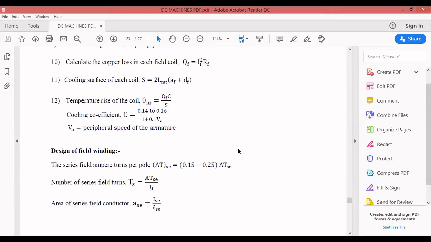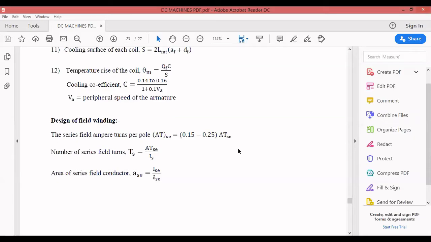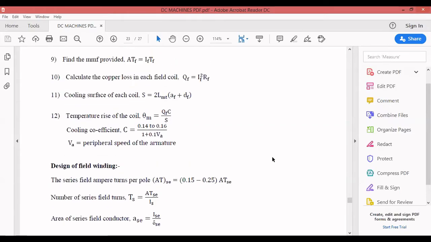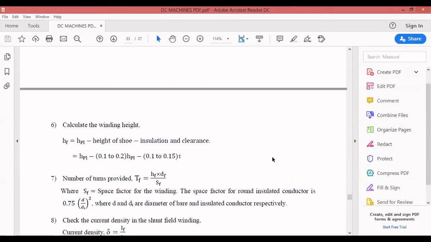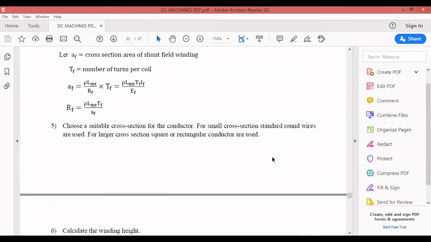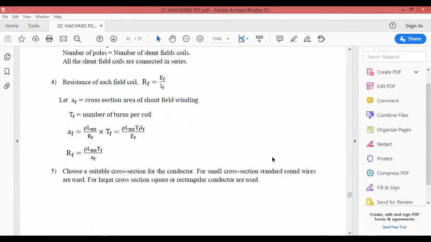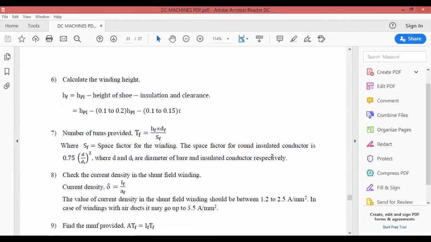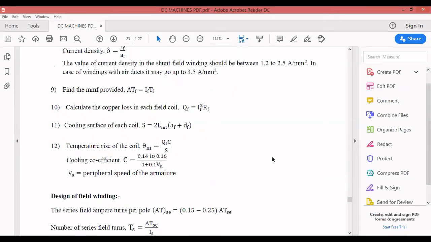Likewise, we have the design of the field winding. These are the formulas for the design of field winding. Normally, not a single problem will be asked from the design of field winding, so we will concentrate on the shunt field winding. These are the 12 procedures you have to follow to design the shunt field winding, a little bit lengthier one. For each problem, based on the data given, you have to analyze and solve it.